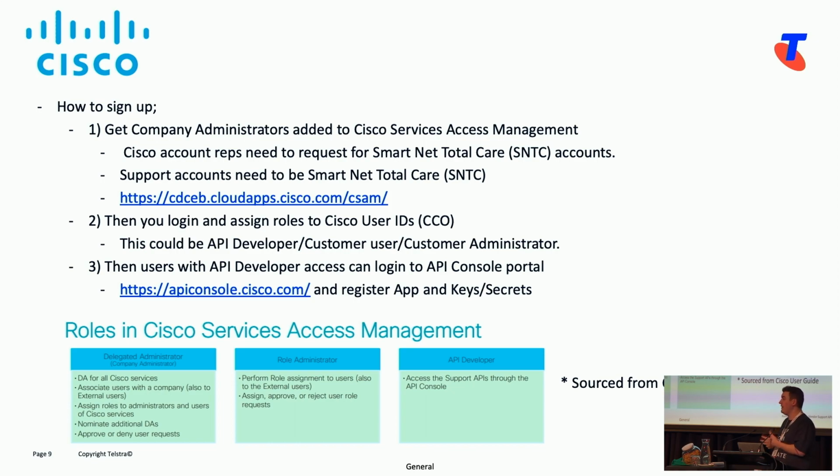Firstly, you need to get company administrators set up. Now, this is done by your Cisco account reps, and it's added to your total SmartNet accounts. What that means is if you have a support contract with Cisco, it's a total SmartNet account. Then those company administrators can log in to the Cisco Access Support Management website, or CSAM website, and they assign roles to each user, and by user I mean someone with a CCO account.